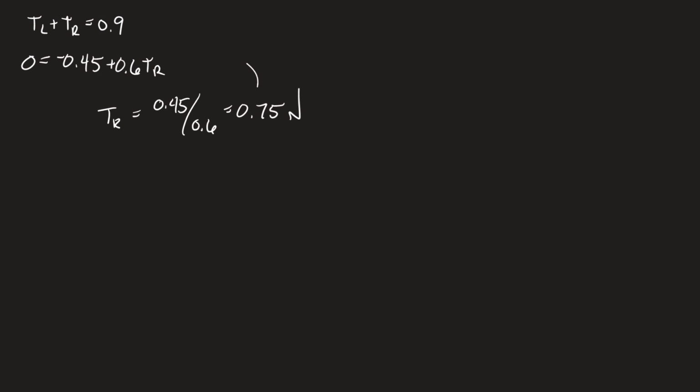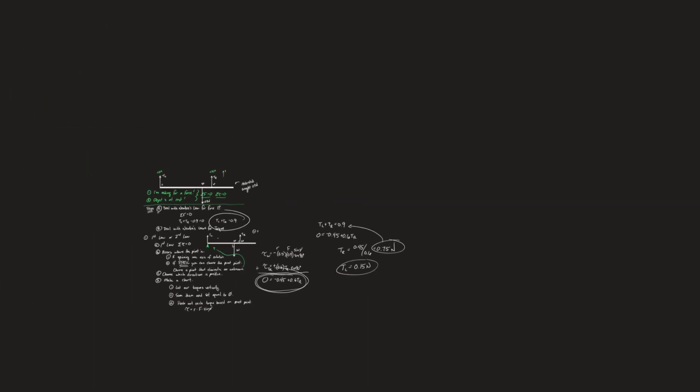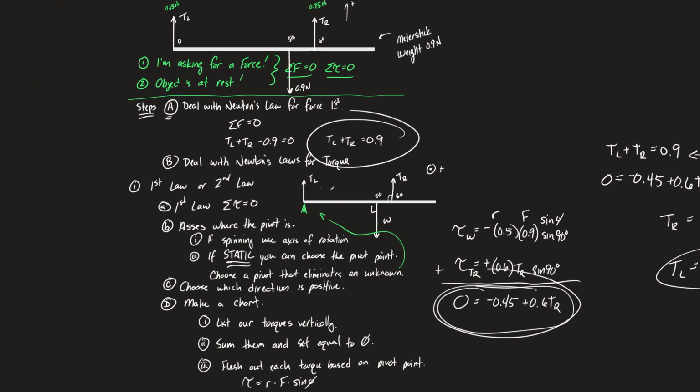I can substitute that back in here to figure out TL. So I need something that will add up to give me 0.9 from 0.75. That's going to be 0.15 newtons. That's all there is. But I say that's all there is. It's not a small amount of things to do, even for one that is simple.